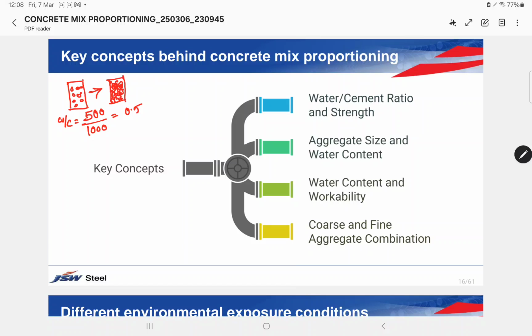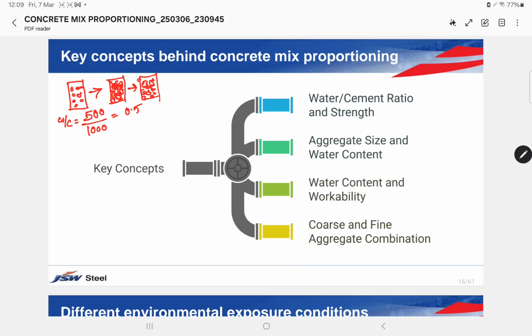Now consider these white spaces are air and water, but as time passes, this water will evaporate and only the hydrated products of cement will remain there, and those gaps, those air voids in between, will remain there. And when air pockets or voids remain in a cement matrix, it will weaken the structure and the strength will decrease.